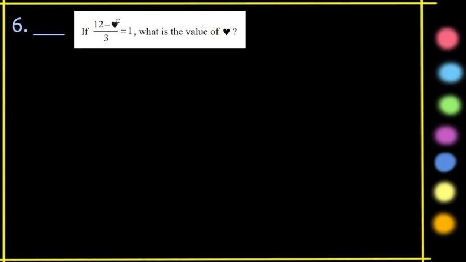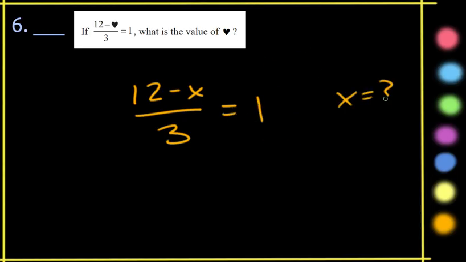Okay, sometimes they like to scare you by putting in these little symbols. You can just pretend it's a variable if you want, like an x or a y. It says if 12 minus heart, I'll just substitute x here, divided by 3 is equal to 1, what is the value of heart? Or in my case, x. So we want to know what x is.